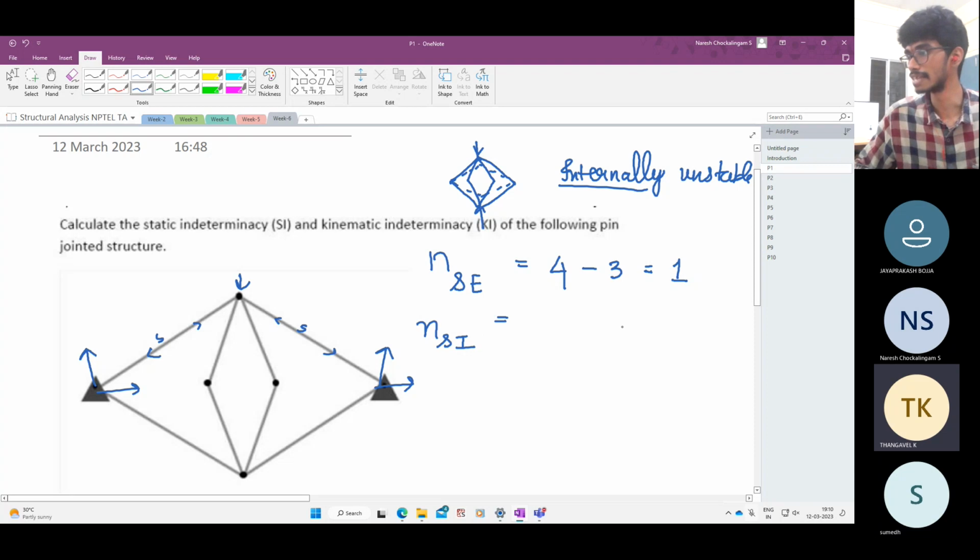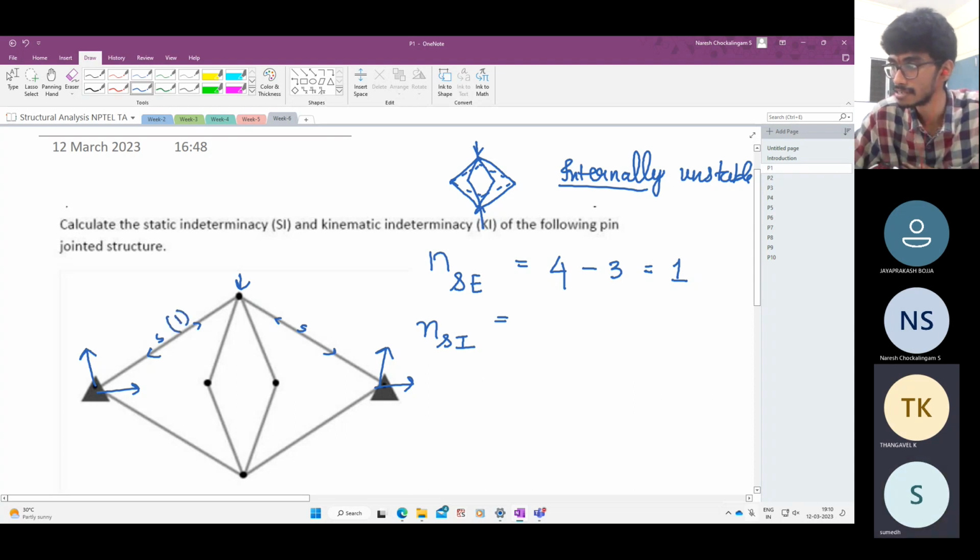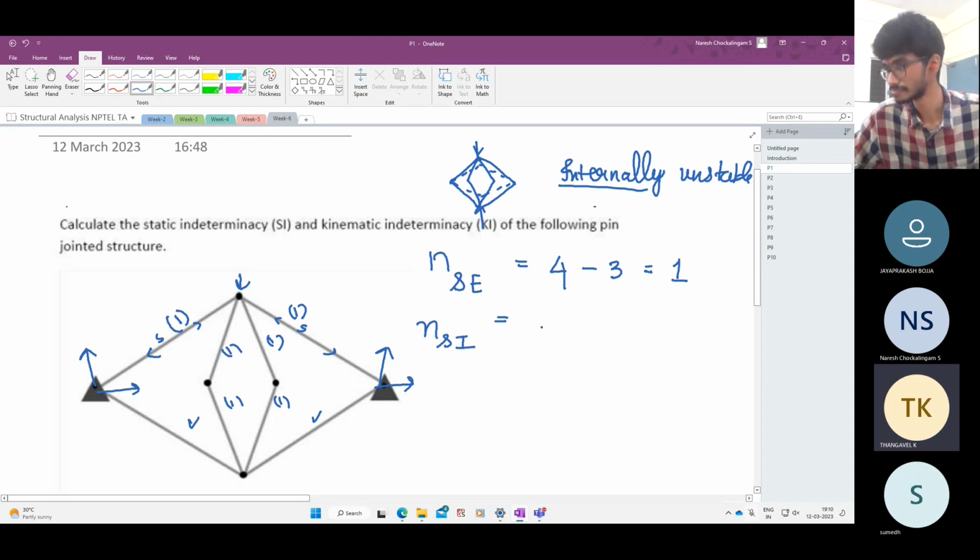So let us find out the degree of static indeterminacy, internal. Internally, how many unknowns do I have? One unknown in this member, one in this member, one here, one here, one here, one here, one here, and one here. So there are totally 8 members.